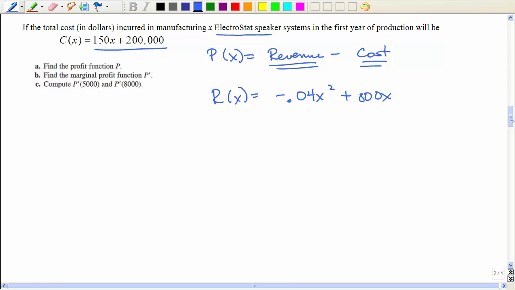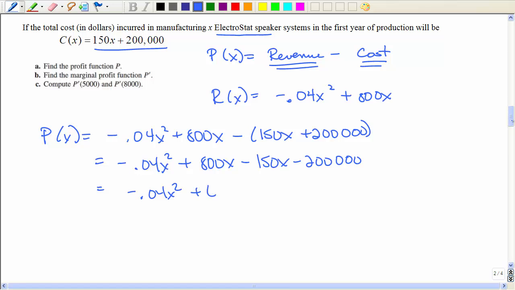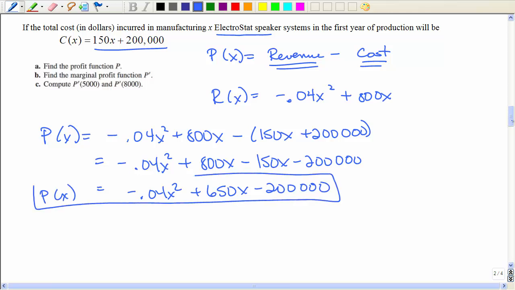All right, so now that I have that, I can figure out that my profit function is going to be my revenue function minus the cost function. Let's go ahead and distribute that minus sign out, and let's collect like terms. Let's see, 800 minus 150. I hope that's 650. And that is your profit function.